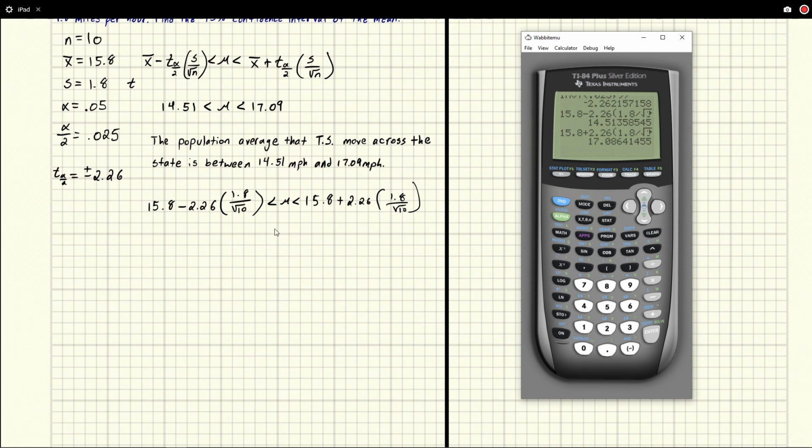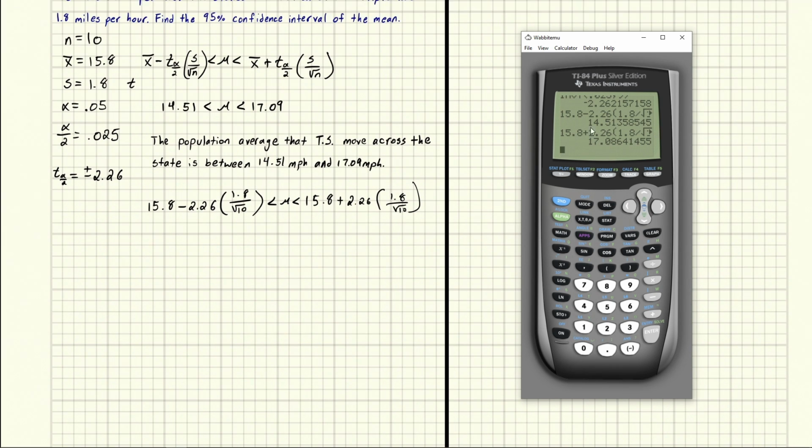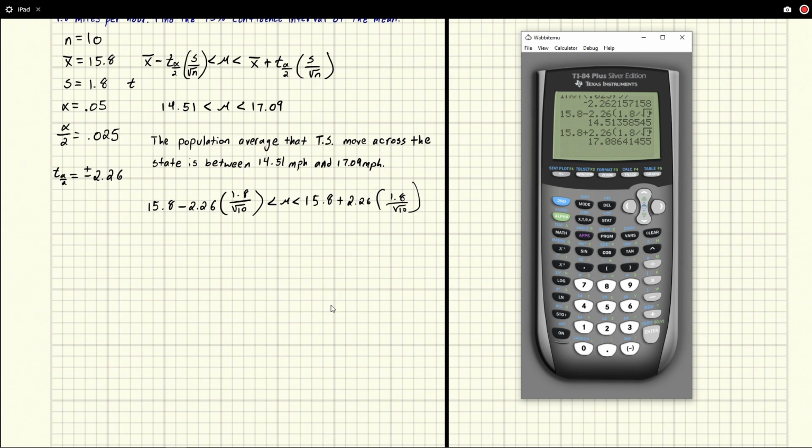A quick way to check our work and actually show how you would do it if you didn't have a fancy calculator to do it for you.